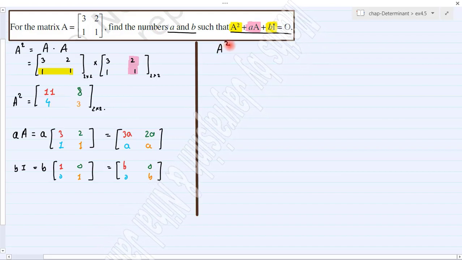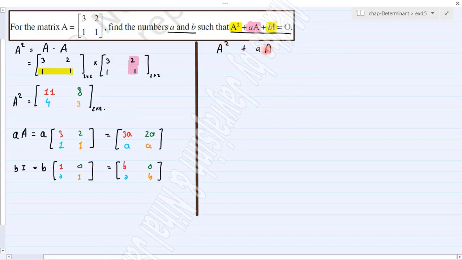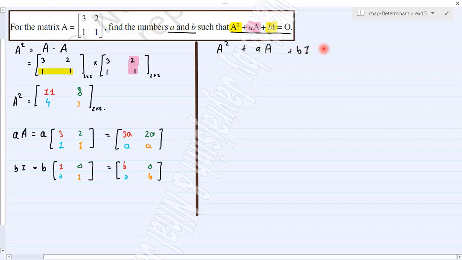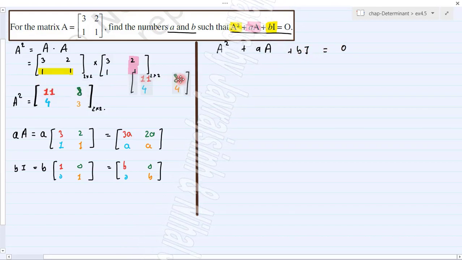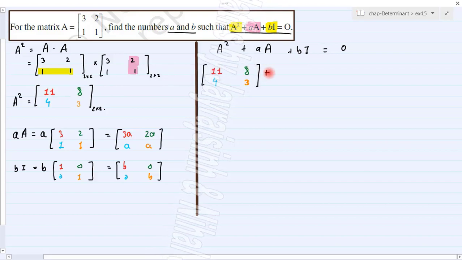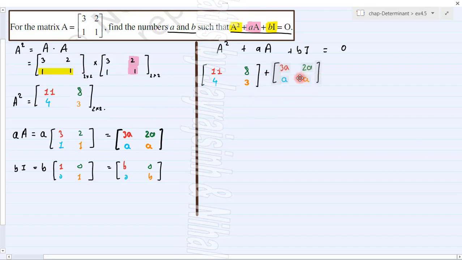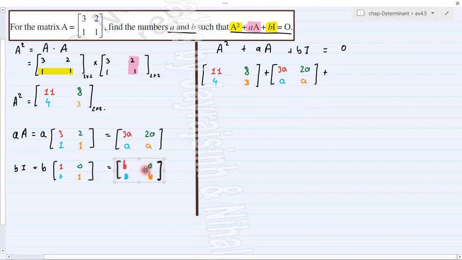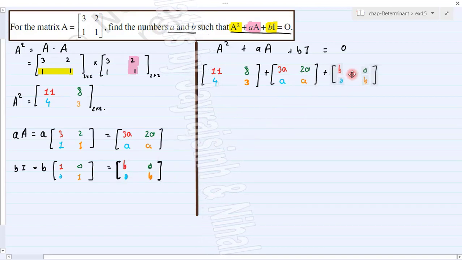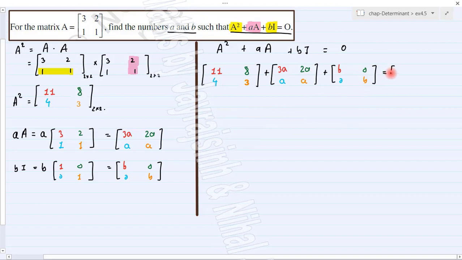And we are ready to use our matrix equation. Your first matrix is matrix A square, the second matrix is A into matrix A, and your third matrix is BI, and it is equal to your 0 matrix.